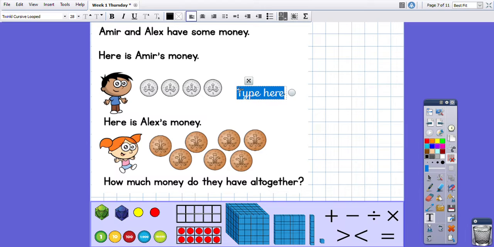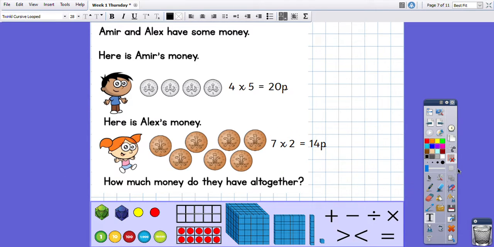So the calculation you need to do for Amir, he's got 4 groups, hasn't he? Because he's got 1, 2, 3, 4 times, and in each group there are 5 pennies. So that is the calculation for Amir. So Amir has got 20p. And Alex has got 1, 2, 3, 4, 5, 6, 7 groups. And in each group there is 2p. So she has got 14p.